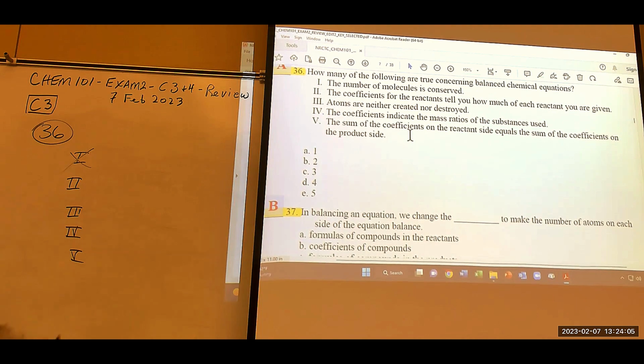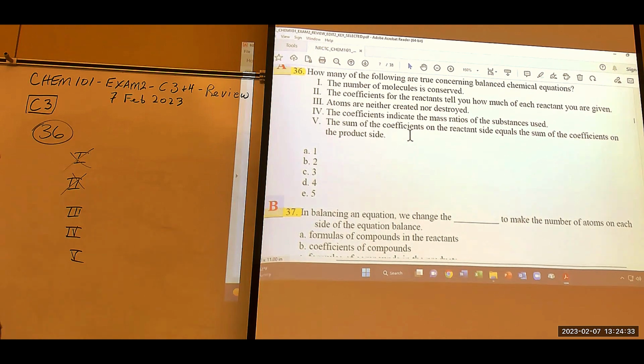Coefficients of the reactants tell you how much of each reactant you are given. That's kind of misleading because it doesn't say what they mean by how much. Usually what how much means is mass. So that's not right. The balanced equation and the coefficients don't tell you mass relationships. They tell you mole relationships, numbers.